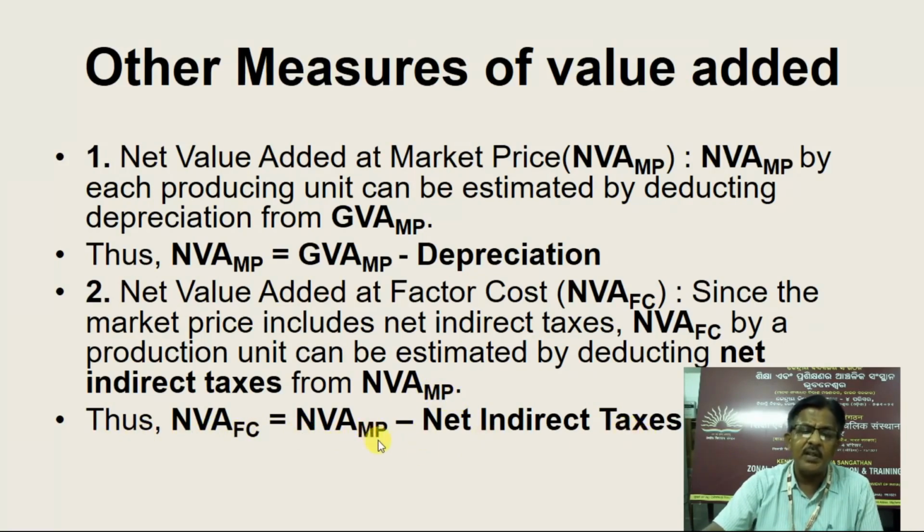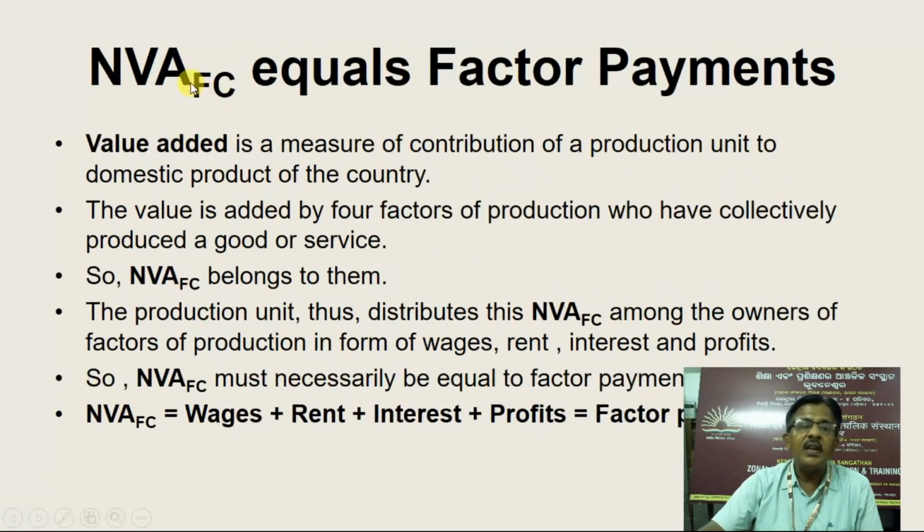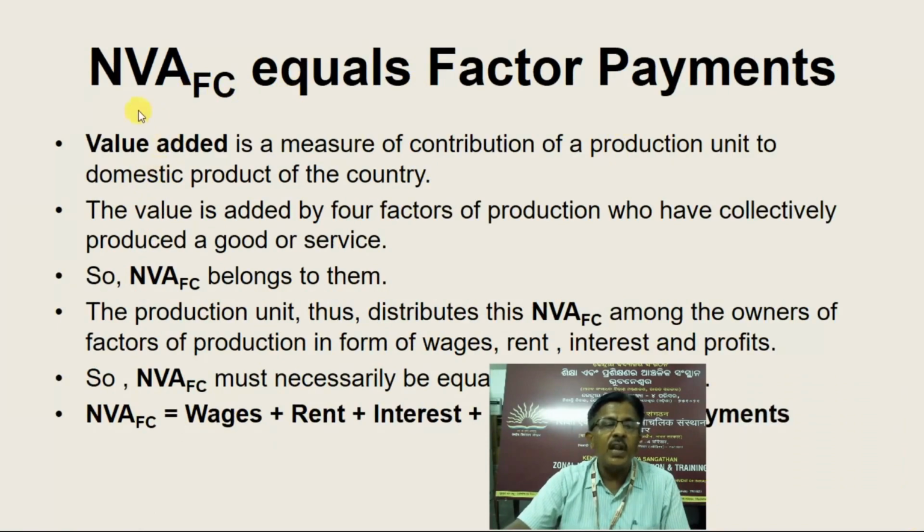You might have remembered the difference between the market price and factor cost. In the earlier video lessons I have presented and you have understood, market price minus net indirect tax is equal to factor cost. Net value added at factor cost is always equal to factor payments. How is it? Net value added at factor cost equals factor payments.